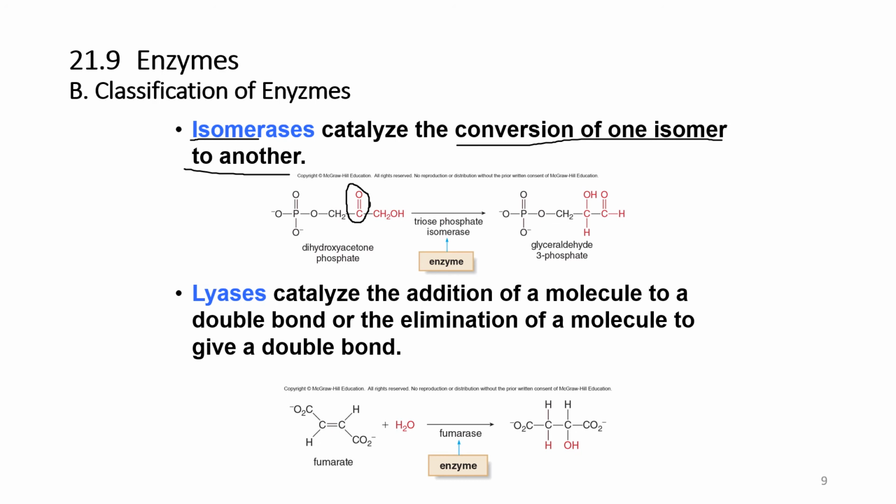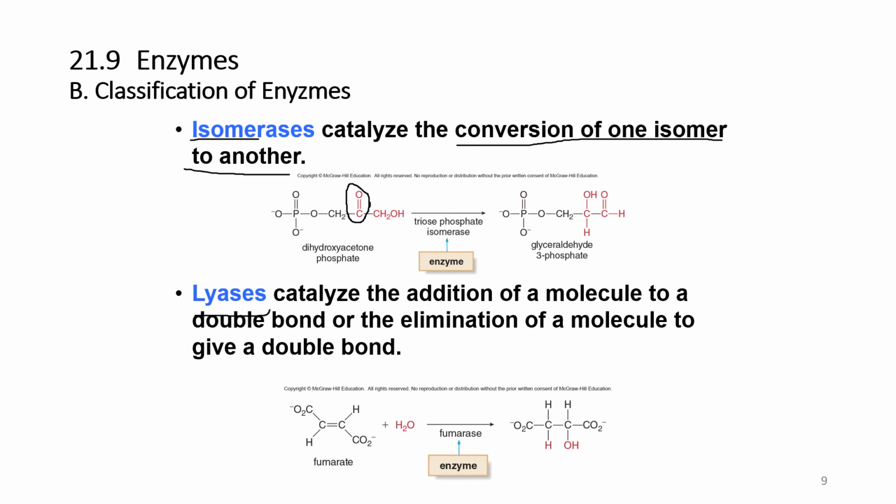And again, the name of this enzyme tells us something about what is happening here. Both of these, the reactant and product, have a phosphate group. Triose, they're 3 carbon molecules, and so triose phosphate isomerase is just rearranging the atoms in that molecule.